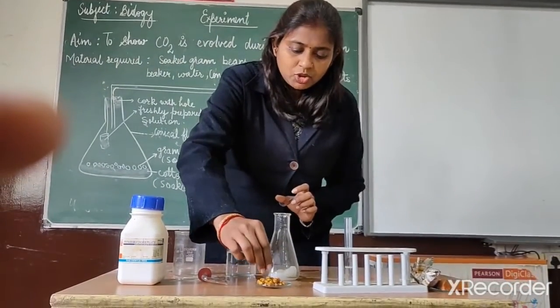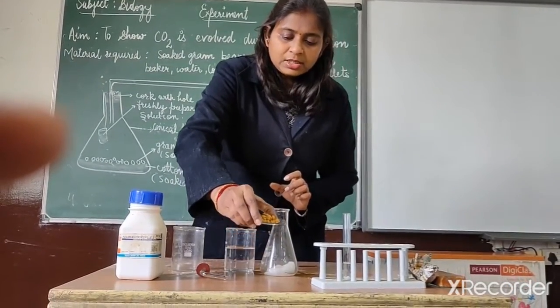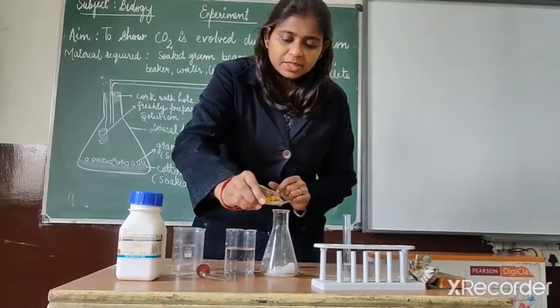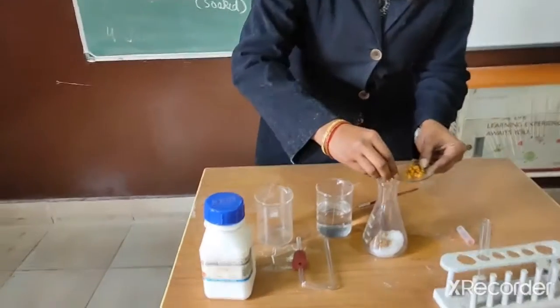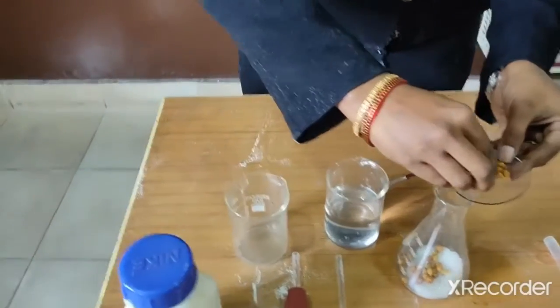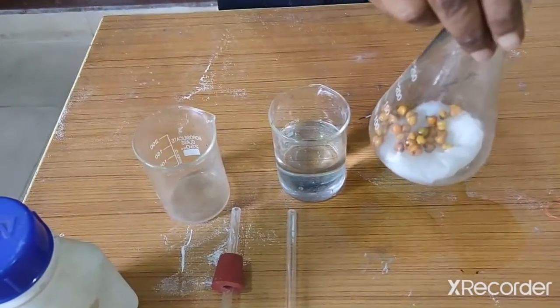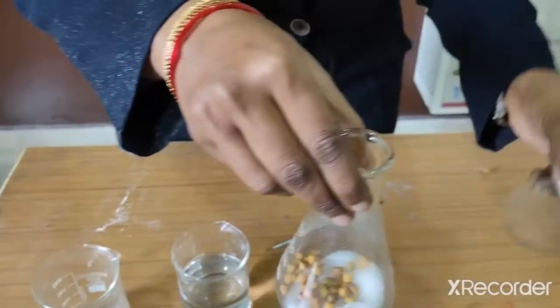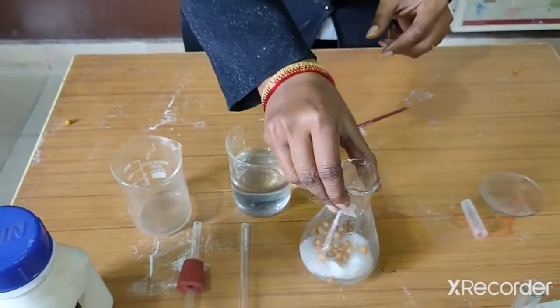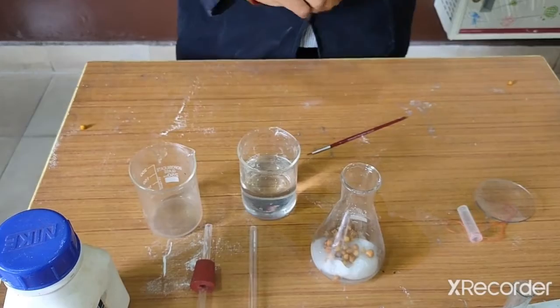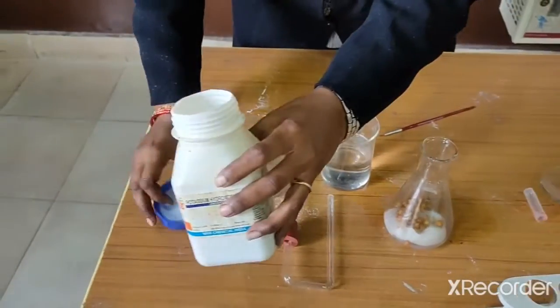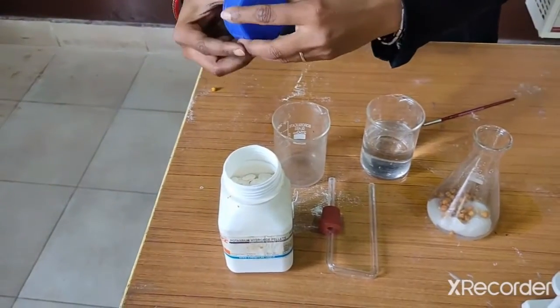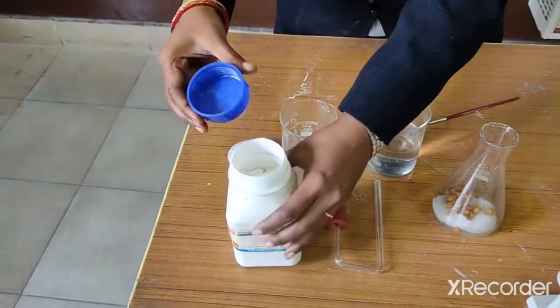Now what are we going to do? We will be taking these soaked gram seeds and putting them in the conical flask. You all can see we have put the seeds in the conical flask. Now the next step is we are taking the KOH pellets. You can see how they look. You should have an idea.